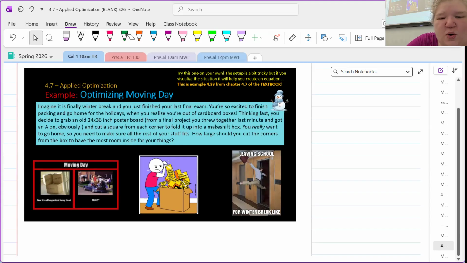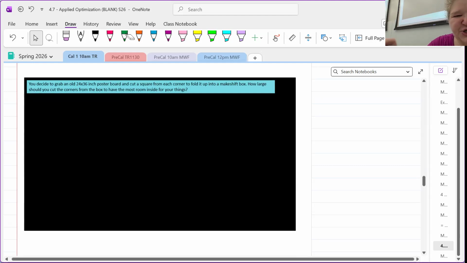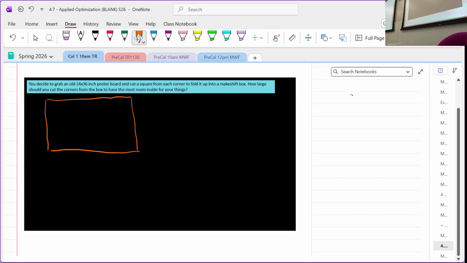And you cut a square from each corner to fold it up into a makeshift box. You really want to go home, so you need to make sure all the rest of your stuff fits. How large should you cut the corners from the box to have the most room inside for your things? So here's just the basics of the problem without the story. A 24 by 36-inch poster board. So there's our poster board slash piece of paper.